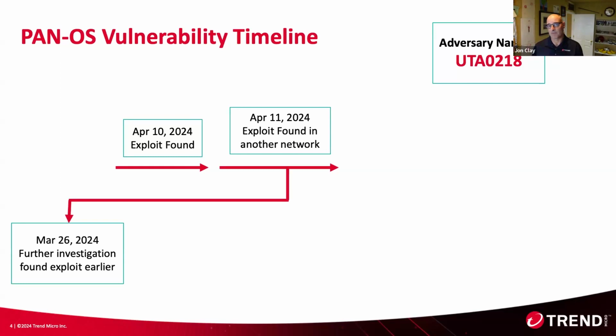Now, as part of their investigation, though, Volexity was able to backtrack, and they found that this was being exploited back on March 26th. So obviously the adversary had already been in networks for quite a while, a couple of weeks now, utilizing this. That's the challenge with zero-day exploits: how do you know how long they have been in a network? Because you don't know when they actually were able to obtain that zero-day exploit.